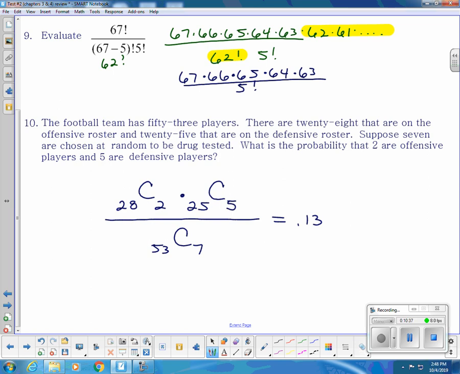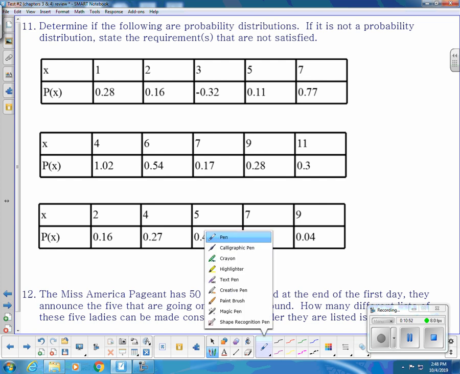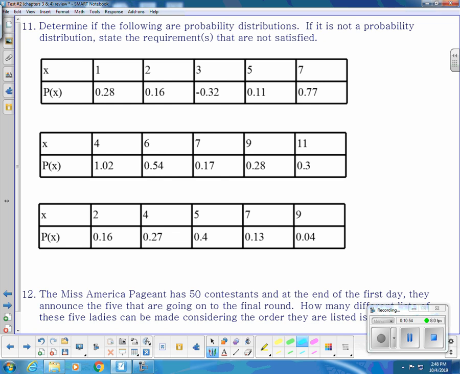Okay. All right, number 11, you're just determining if they're probability distribution tables. You are looking for a table where the probabilities add up to 1. You do not see any negatives or numbers that are greater than 1. So in the first probability table, you've got this negative. So this is not 1. It has a negative probability. You can't have a negative probability.